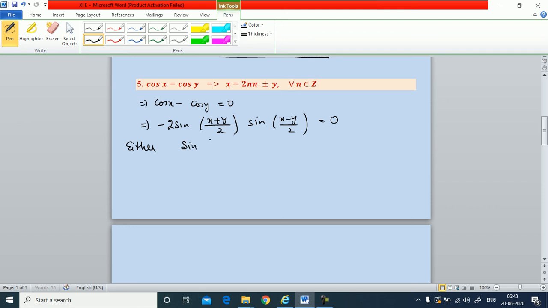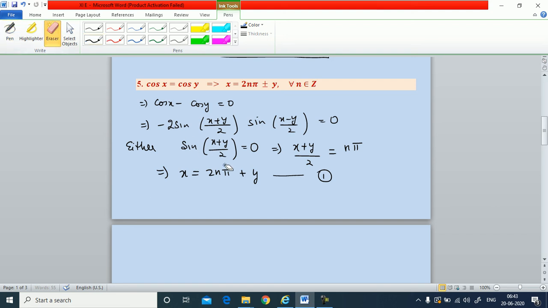So either sine of (x plus y) by 2 is 0. And we know if sine of a certain angle is 0, that means that angle must be a multiple of pi. So we can write (x plus y) by 2 is equal to n pi. This means x can be written as 2n pi plus y. So this is the first set of possible values for x. Sorry, this has to be minus because we have (x plus y) by 2 is equal to n pi. So this will be minus y.